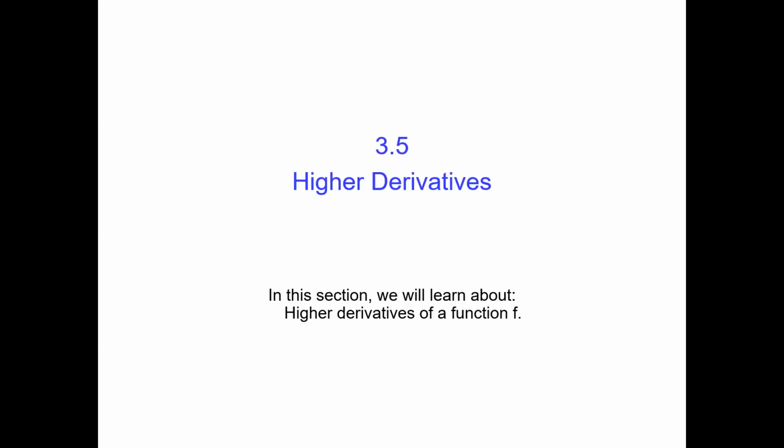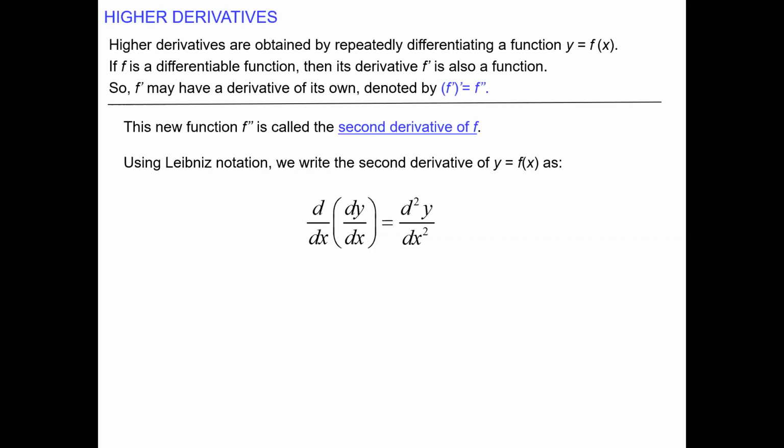This is section 3.5, higher derivatives. We will investigate here higher derivatives of a function, since we know that when we take the derivative of a function, we gain a new function. The first derivative is a new function. And if this function is differentiable, we can get the derivative f prime, and if the derivative is differentiable, we can differentiate again. Differentiating again, we get a second derivative.